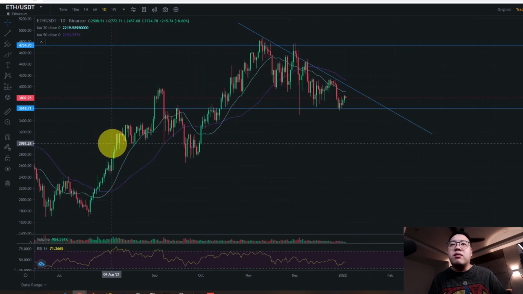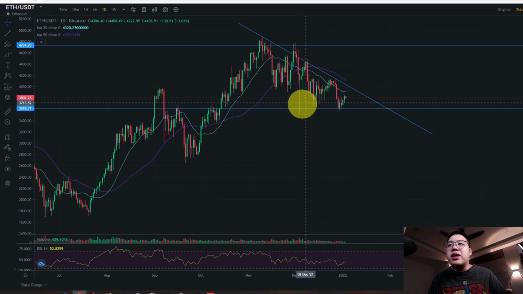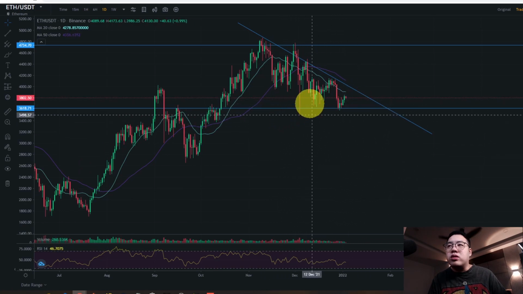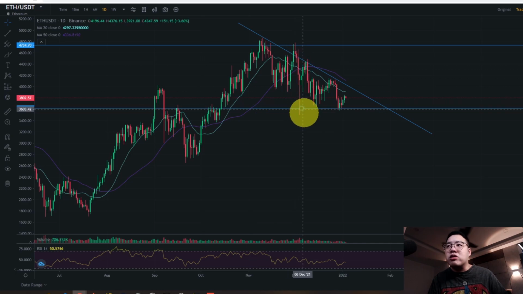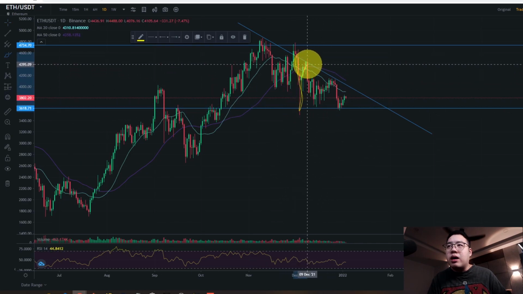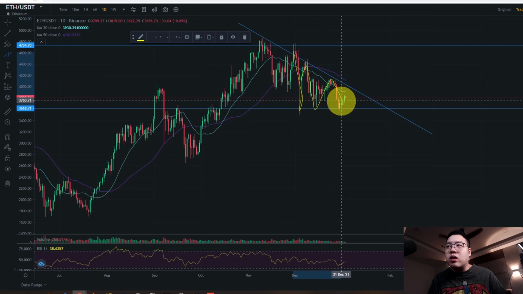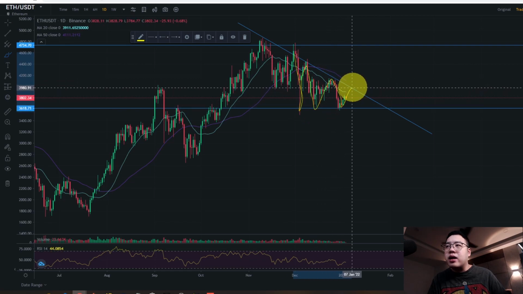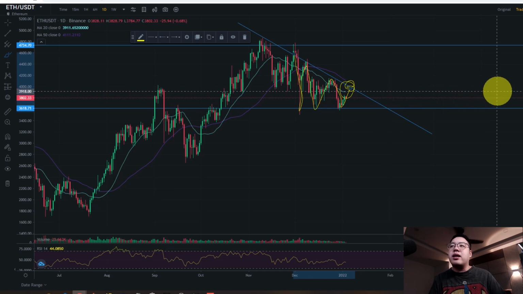So right now, you can see that every time it touches this support zone, it eventually will bounce back up. Can you see that? When it goes down, it bounces back up. It goes down, it bounces back up. It goes down, it bounces back up. So this will be the next target area for the daily chart.